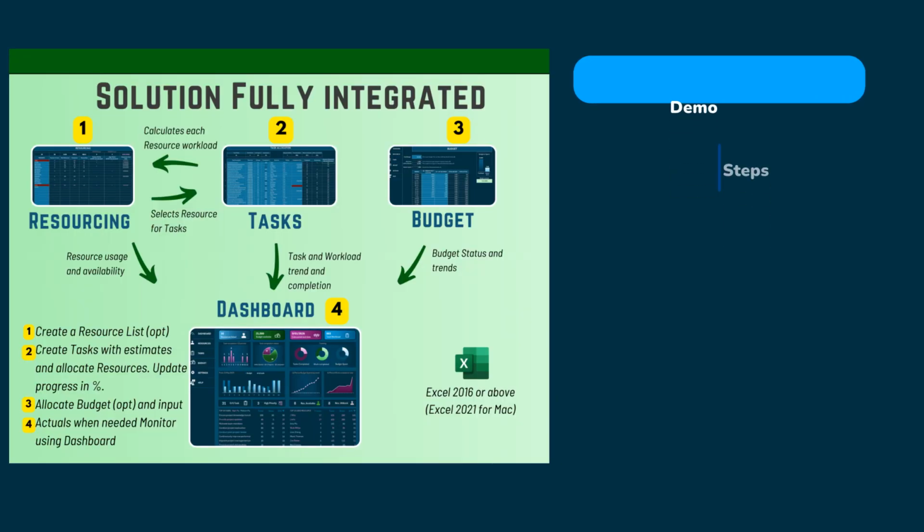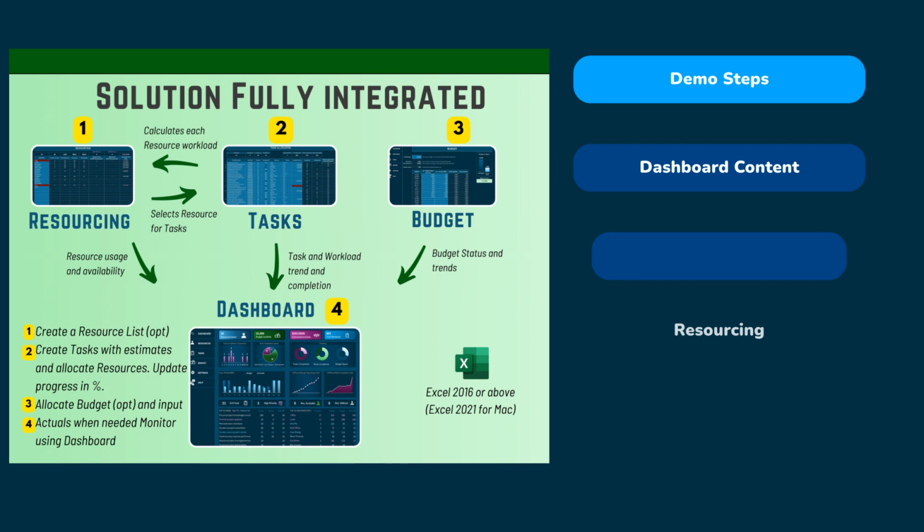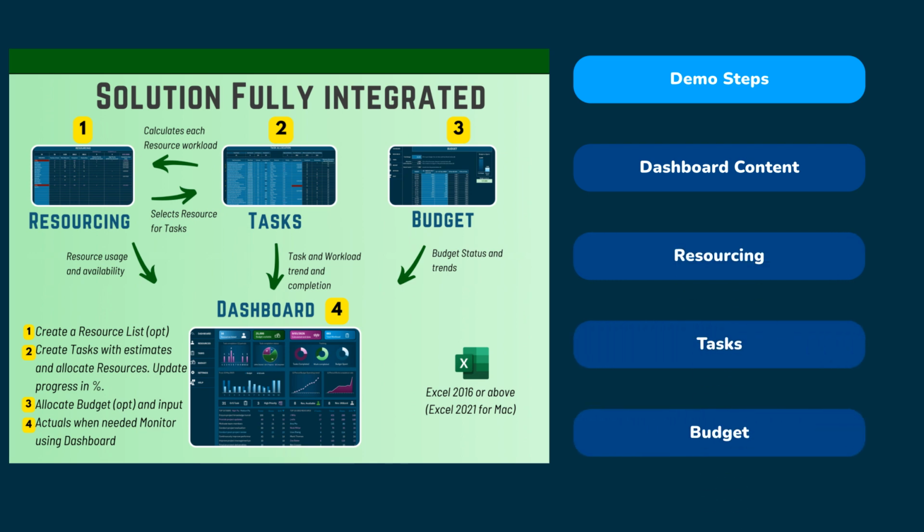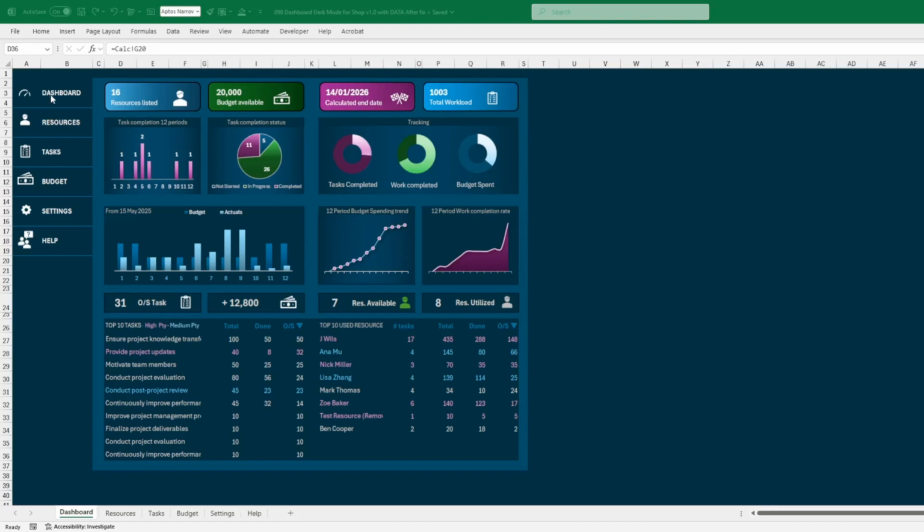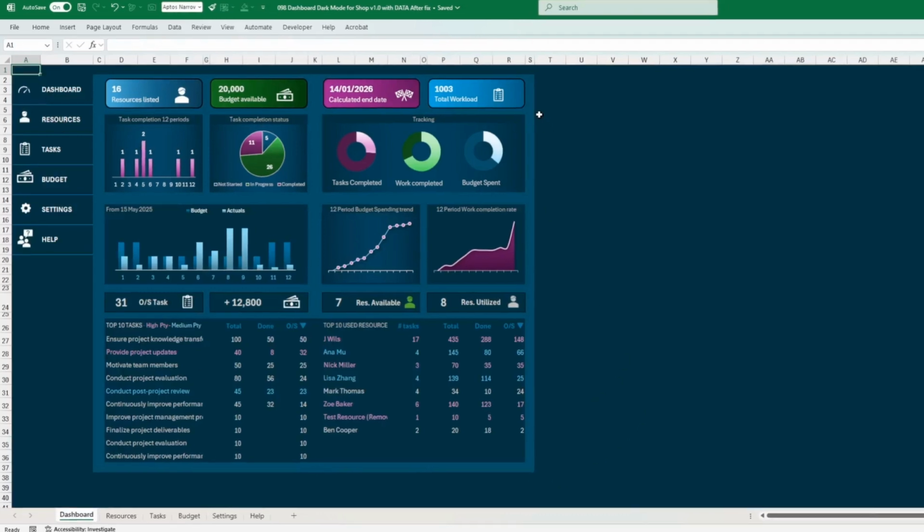So this dashboard has several tabs here: resource, task, budget, and also settings, and they all feed into this dashboard. There's a menu here where you can go from tab to tab just by pressing the cells here. Now let's have a look at this dashboard itself.